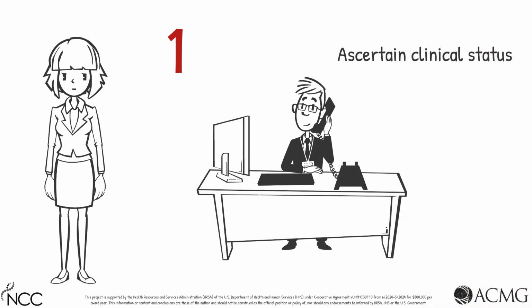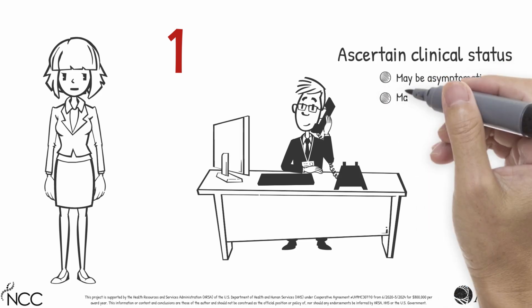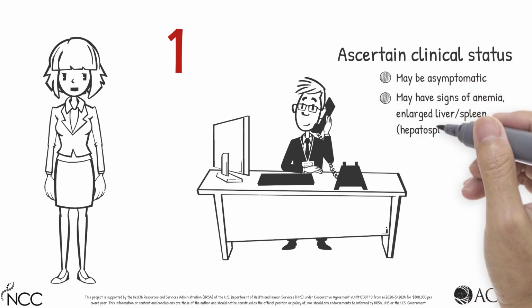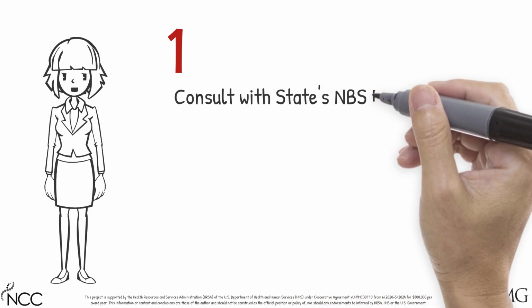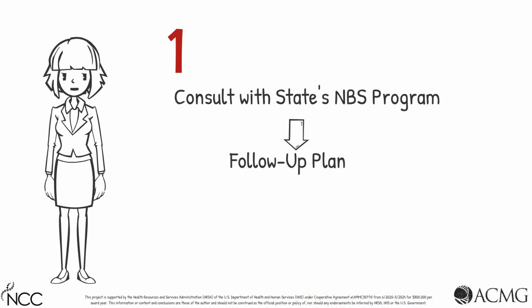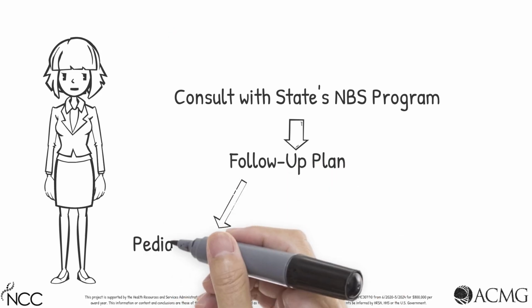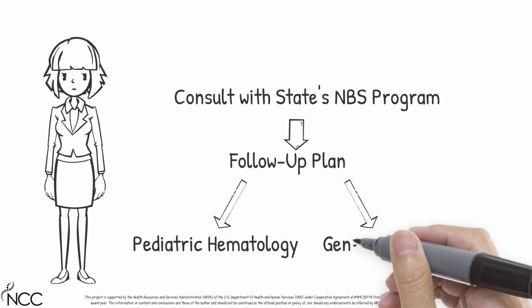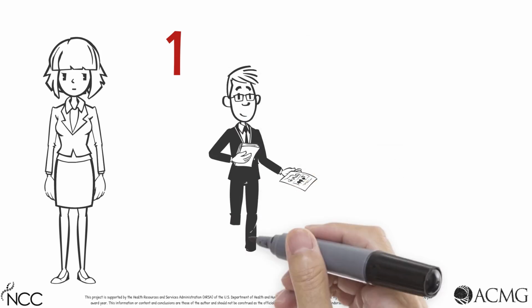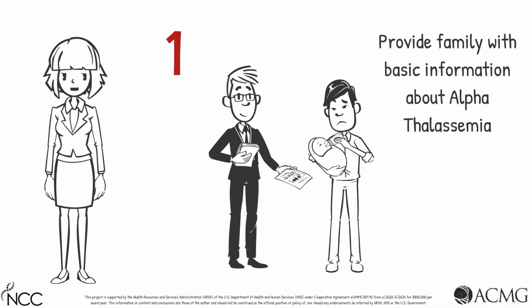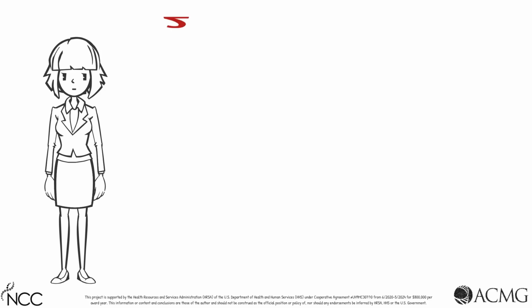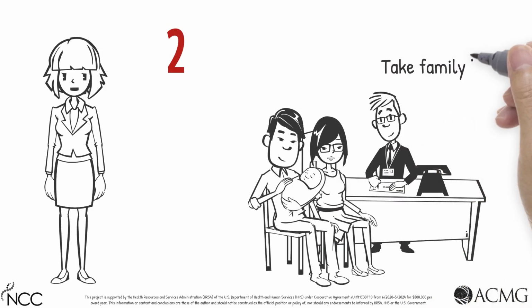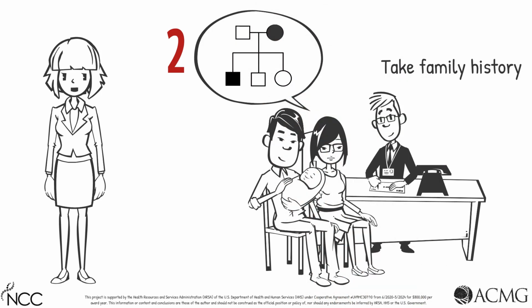Ascertain clinical status, which can range from asymptomatic to anemia, hepatosplenomegaly, and/or jaundice. Consult with your state's newborn screening program for a follow-up plan, which may include a referral to pediatric hematology and genetic counseling. Provide the family with basic information about alpha thalassemia. Second, take a family history. Biologic parents of affected newborns can also have alpha thalassemia.